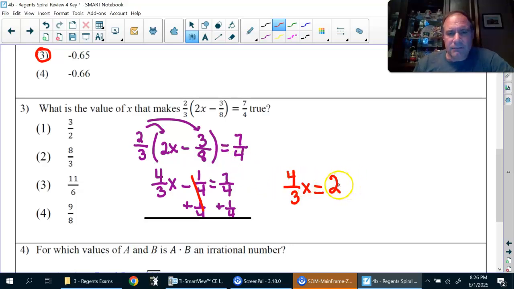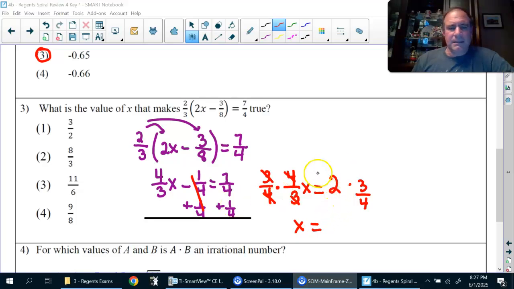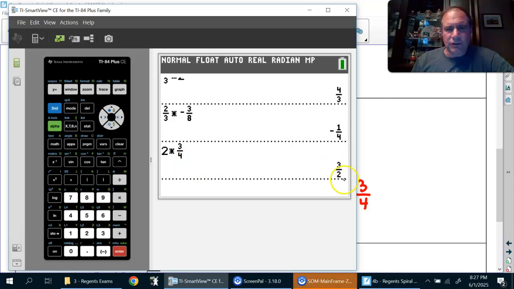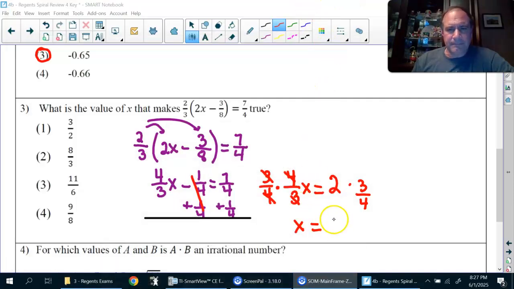So now I'm just going to multiply by the reciprocal to get rid of that fraction. This cancels, this cancels, this cancels, this cancels. X equals, and when you put this into the calculator, guess what you get? You get 3 over 2. And that is your answer.